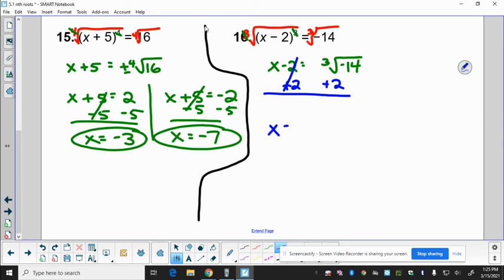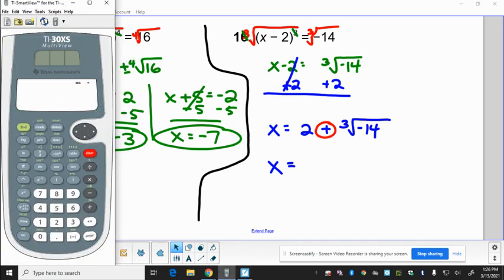Now, these instructions state that we need to use a calculator. So I want to show everybody something. See, I've got that plus. I did not use a plus and minus. Odd roots do not require a plus and a minus. Go to your calculator. 2 plus the cube root. Activate your root button. There we go. Of -14.